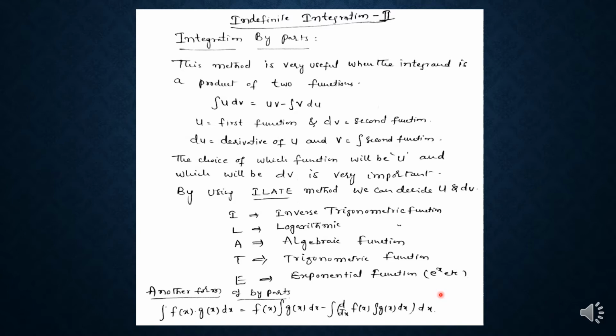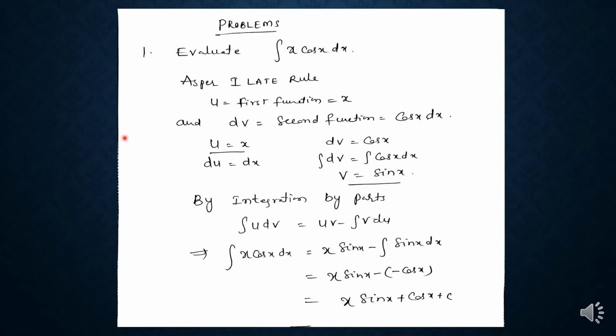We'll see some problems on the integration by parts rule. Number 1. Evaluate integral x into cos x dx. The integrand is the product of two functions. One function is x and the other function is cos x. Here x is the algebraic function and cos x is the trigonometric function. As per the ILATE rule, which comes first? The algebraic function comes first, and only after that do we get the trigonometric function.